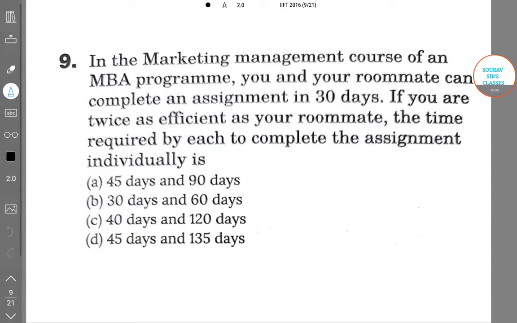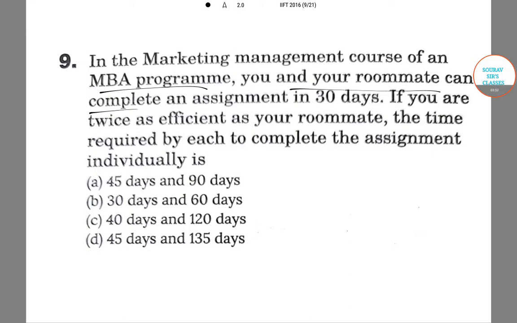The next question is, in the marketing management course of an MBA program, you and your roommate can complete an assignment in 30 days. If you are twice as efficient as your roommate, the time required by each to complete the assignment individually is. So let the time taken by the person be x days and by the roommate be 2x days.